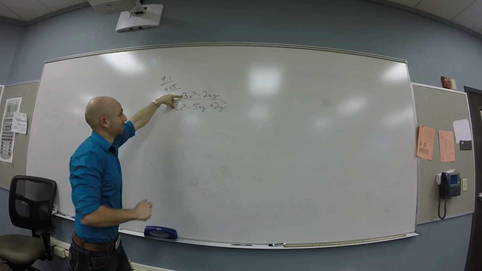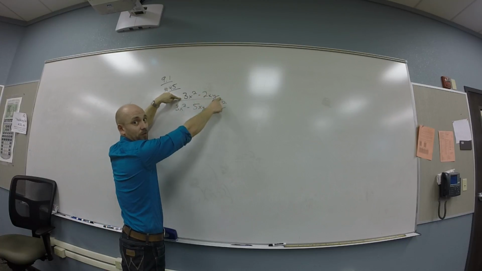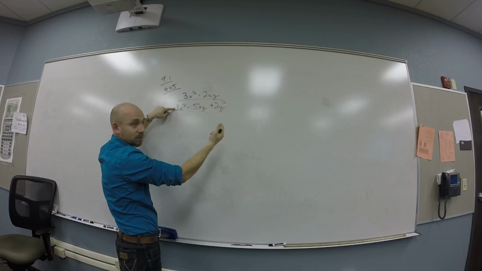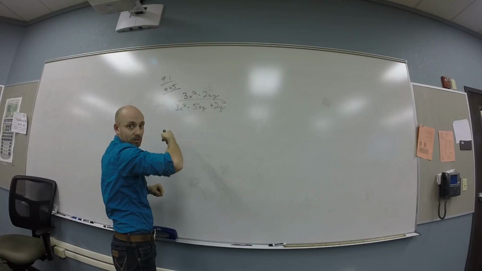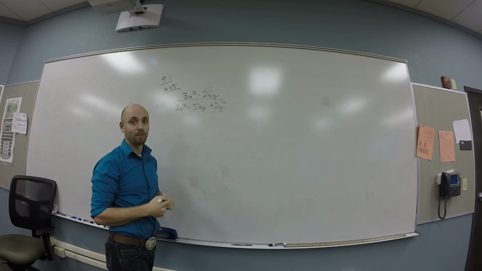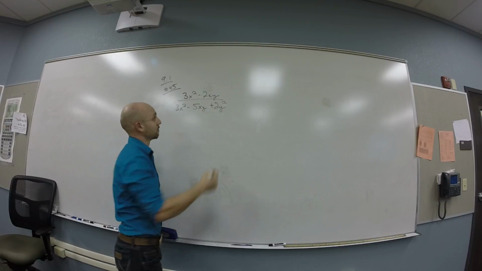Why? Because this 3x squared is attached to that minus 2xy stuff, right? This 3x squared is attached to different stuff. So you can't cancel those. They're not a onesie, right? They're not both multiplied by everything on the top and the bottom. So what that means is I need to start factoring.